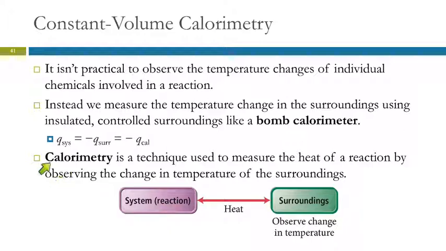And so this is called calorimetry, literally measuring calories. It's a technique used to measure the heat of a reaction by observing the change in temperature of the surroundings. So we've got the system, which is our chemical reaction. We've got the surroundings, which are generally going to be the calorimeter. And we're going to look at the temperature change here, and that'll allow us to calculate the amount of heat that was released.